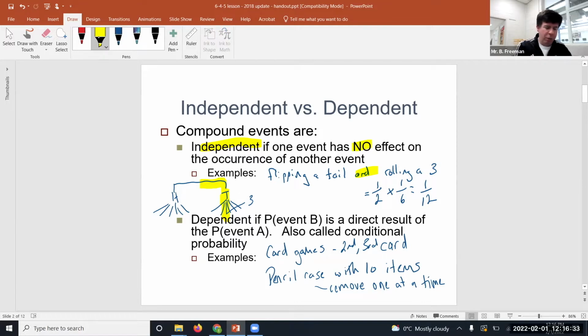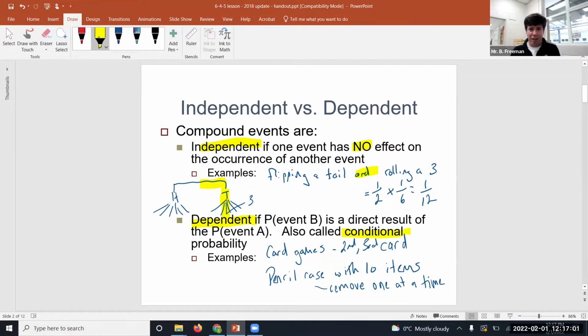So what gets a little bit trickier is the dependent probability. And dependent probability is always linked to the second event. So it's where we say the probability of event B is a direct result of the probability of event A. Or in other words, whatever happens the first time is going to change the probability the second time. And that's why it also gets this name of conditional probability. Okay, so what are the kinds of examples for this?